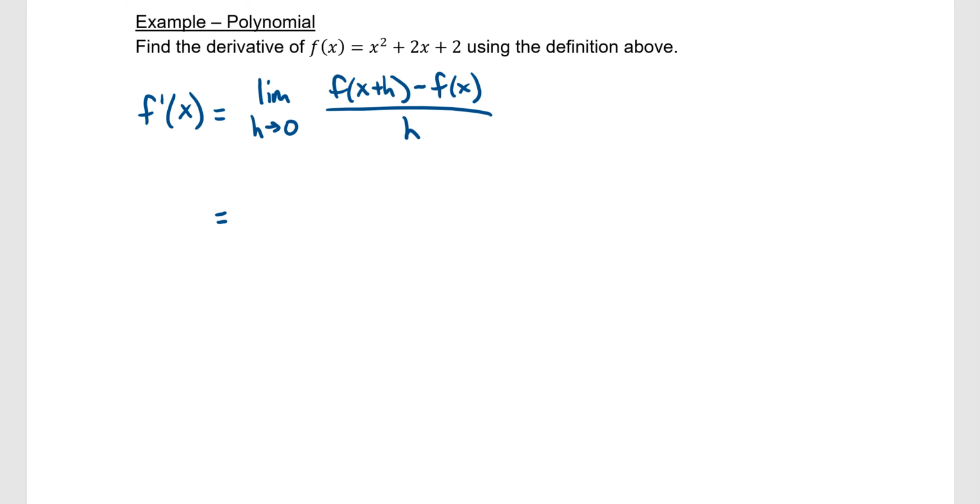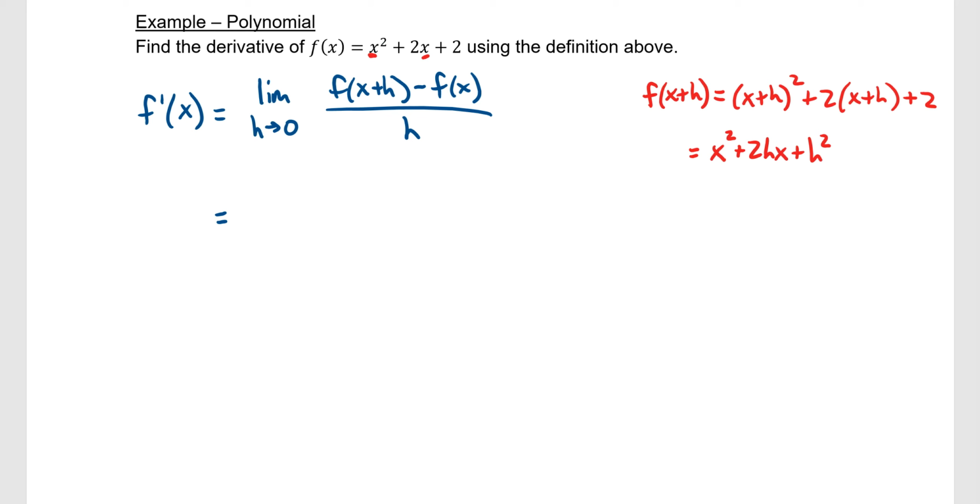So on the side, let's find f of x plus h. We're going to find that by plugging in x plus h into every x. So it's going to be x plus h squared plus 2 times x plus h plus 2. And we need to simplify this. X plus h squared, you might have to FOIL that out on the side. X plus h times x plus h, you should end up getting x squared plus 2hx plus h squared.